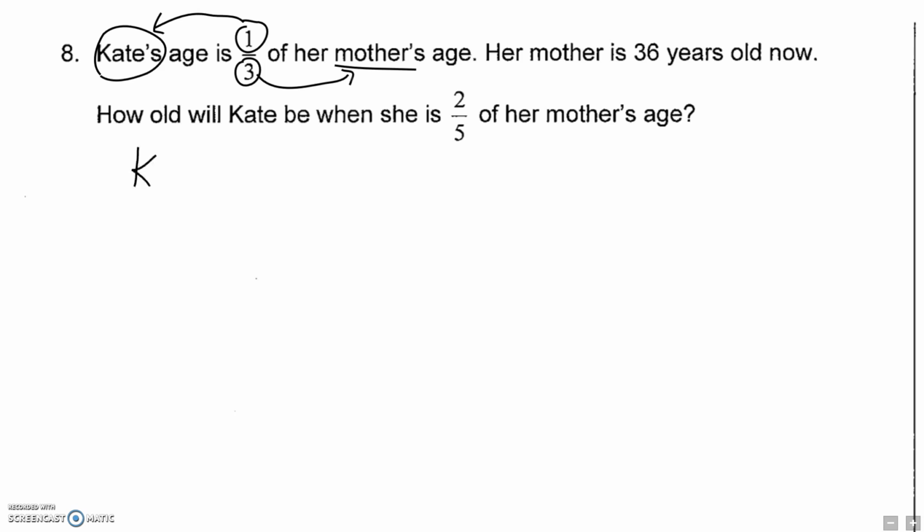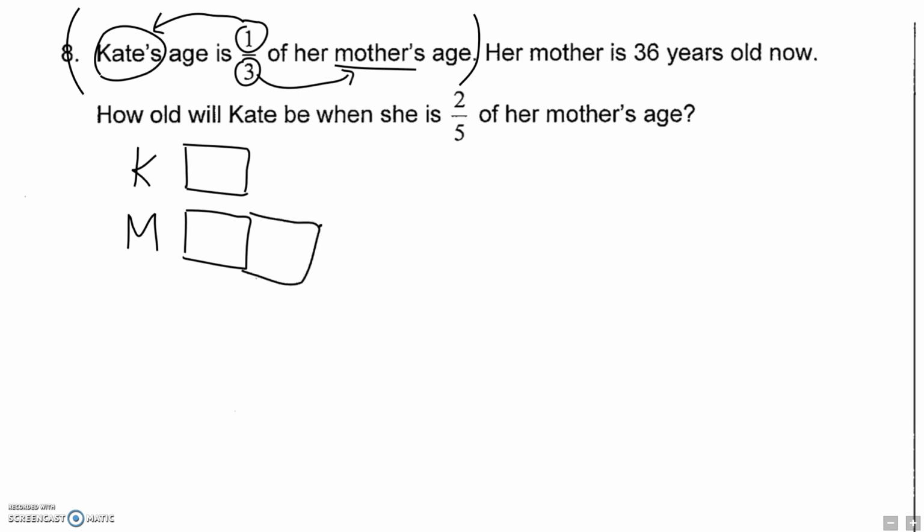So Kate, let's draw a 1 unit. You notice I'm shortening the grandmother's story. I was just looking at this part of the sentence. The mother, which I'm going to abbreviate as M, is going to be 3 units. So it makes sense because Kate is just 1/3, 1 unit out of the 3 units that the mother has.